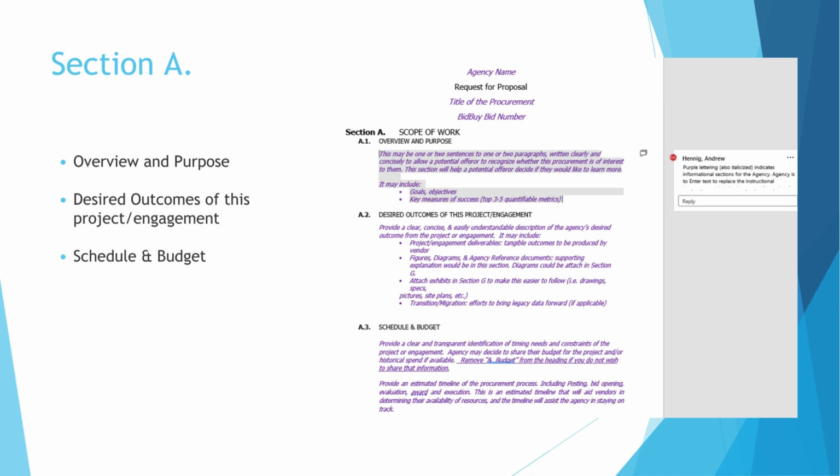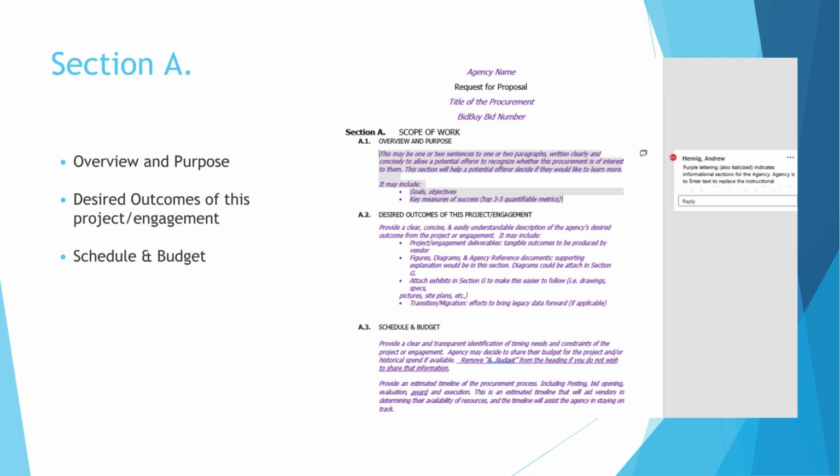Desired outcomes of this project engagement. Here you want to provide the desired outcomes the agency wants out of the contract. This may include specific deliverables. If there is a transition of services or migration of data, this information should be entered in this section.